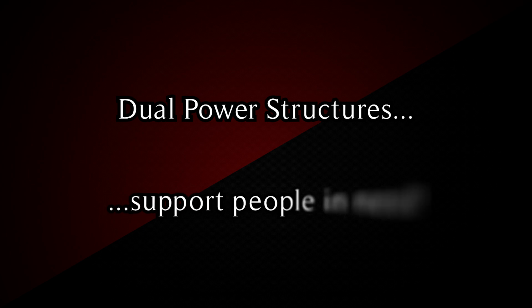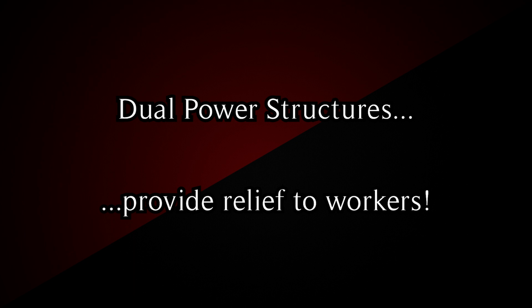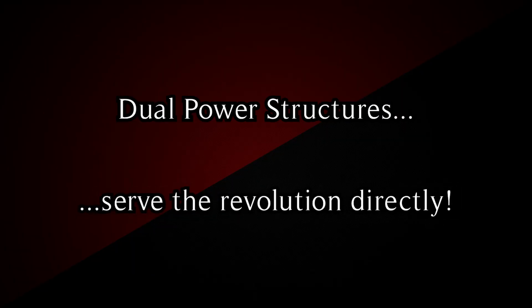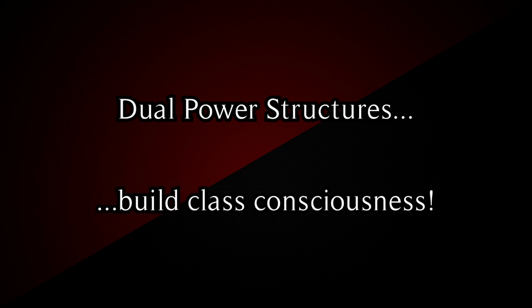Now, dual power structures serve the revolution in a variety of ways. They support people in need, including vulnerable and at-risk segments of society, and they provide relief to workers so that they are better able to serve the revolution. They provide desperately needed services to the community, which the capitalist state would never provide. They serve the revolution directly by providing logistic, legal, and material support to comrades in need. They are powerful for building class consciousness and demonstrating to the masses that we don't need to rely on no capitalist state to build and maintain our communities.